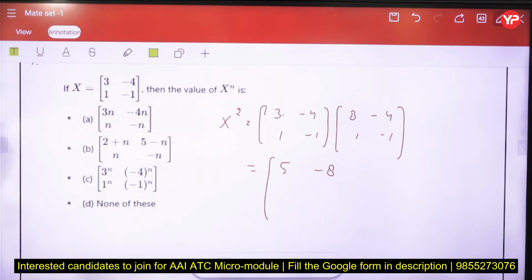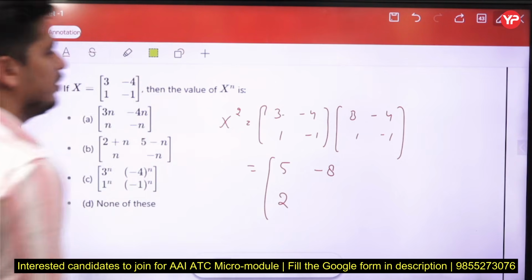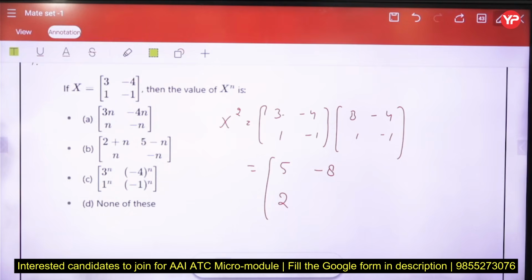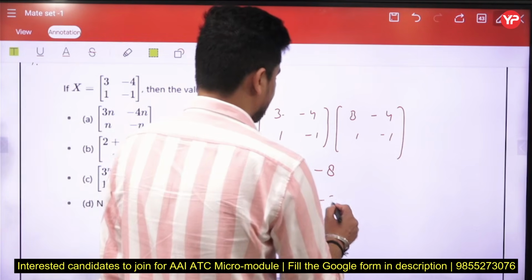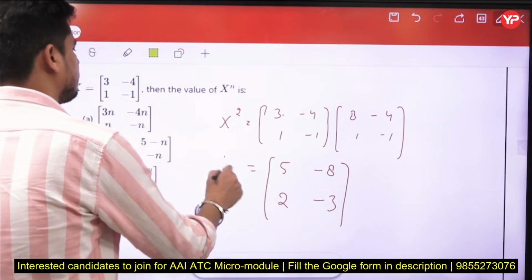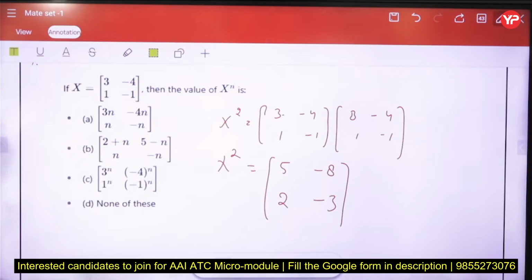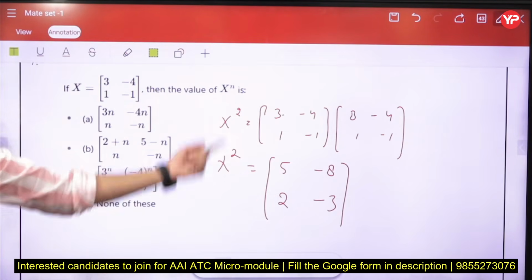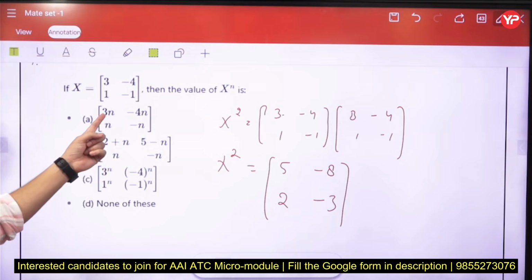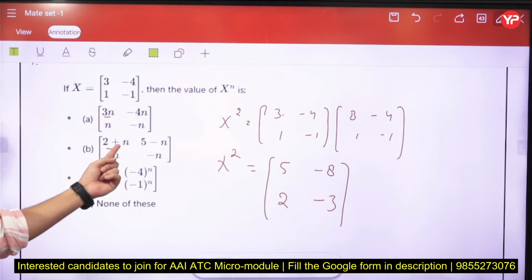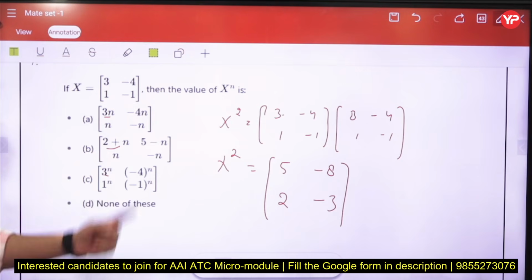Minus 12, and this is going to be how much? Plus 4. Minus 12 plus 4 is going to be minus 8. Next is 3 into 1 is 3, minus 1 is 2. Next element, minus 4 plus 1 is minus 3. Yeah, so this is x square. So no need to go for x to the power n. What we can directly say is that if x square is this, then replace n with 2 here, that is going to be 6, that is going to be 4, that is going to be 9.